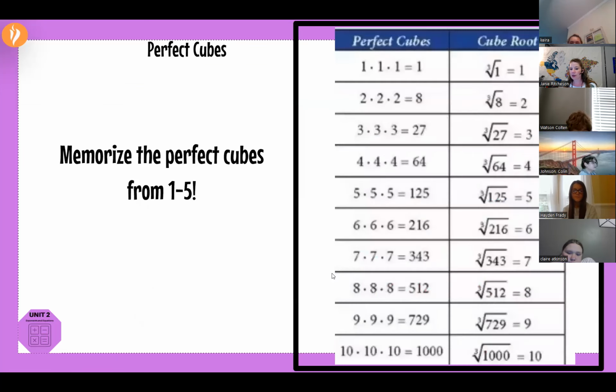All right. So I would recommend you memorize the first 5 perfect cubes. You need to know 1 is a perfect cube, 8, 27, 64, and 125. And of course, you could go on and go up to 10, but if you have the first 5 memorized, you're going to be doing pretty good. If it's beyond that, you have a calculator anyway, okay?